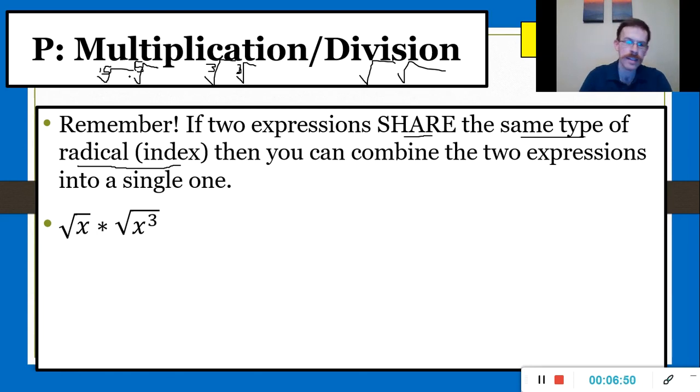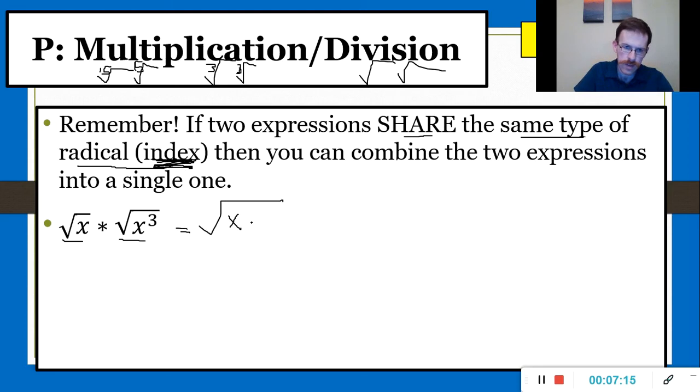So if I've got something like this, the square root of x times the square root of x to the 3rd power, I see that these are both square roots. They both have an index of 2, meaning if they share the same type of radical, they have to have the same index. If they have different indexes, you can't do anything with them other than just carry the normal operation out normally.